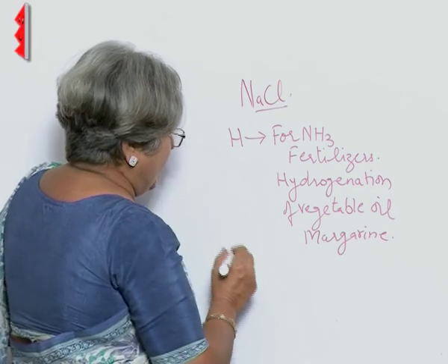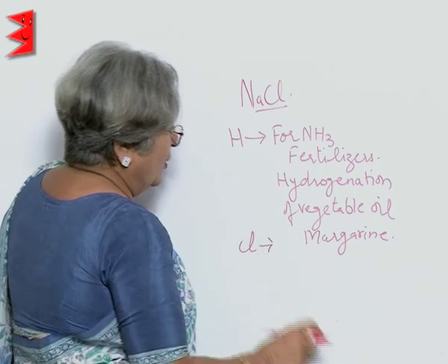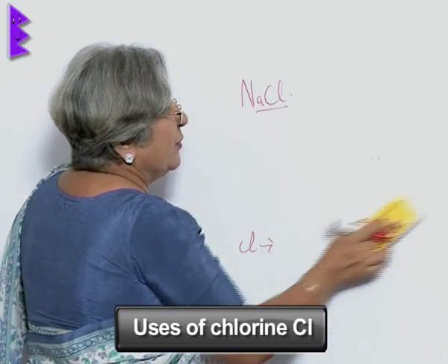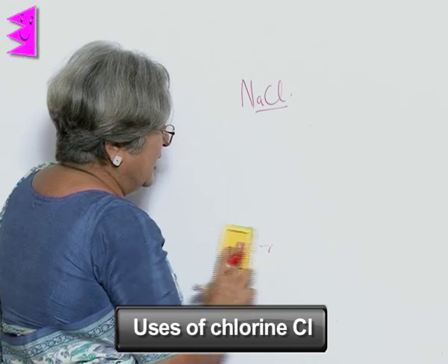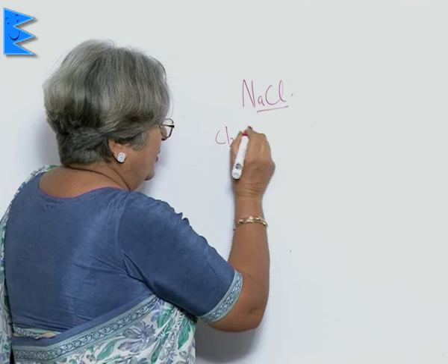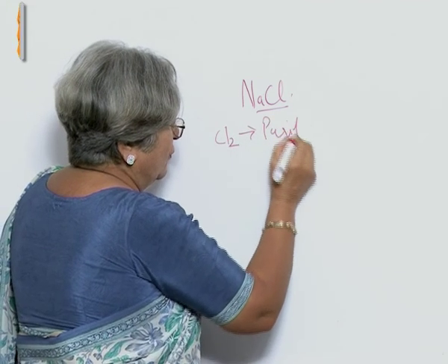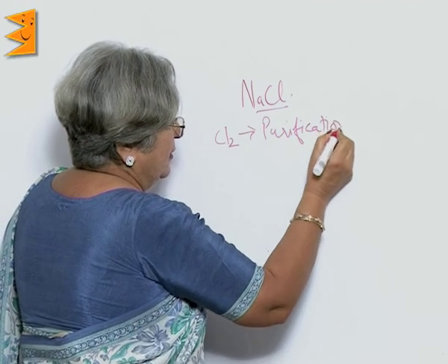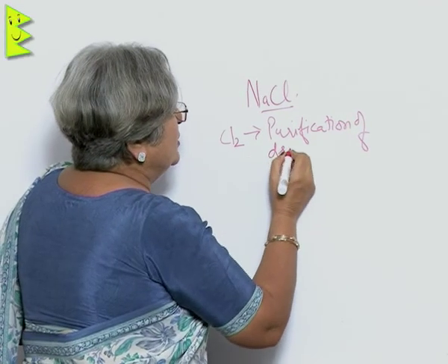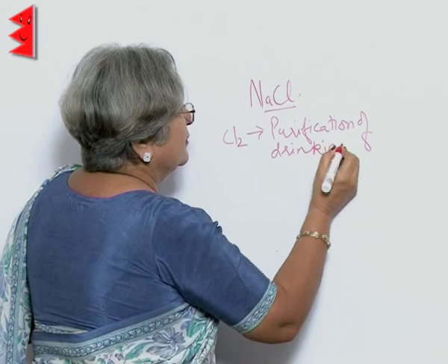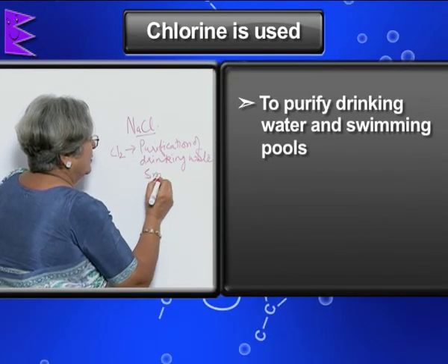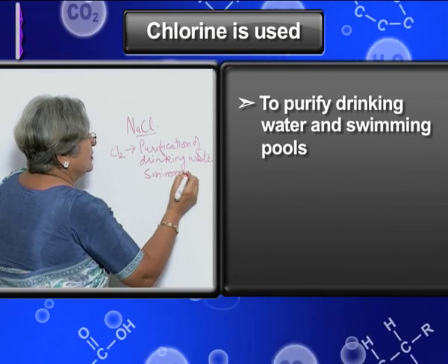Now, what about chlorine? Chlorine is used for purifying water, killing the germs in water. Purification of water. Which water? Drinking as well as in the swimming pools.